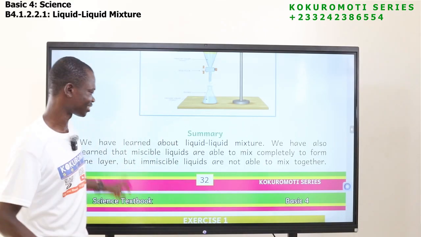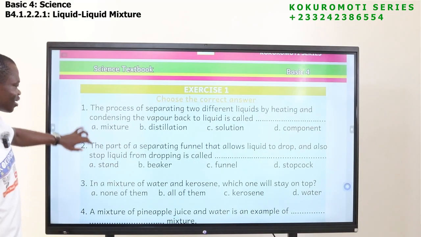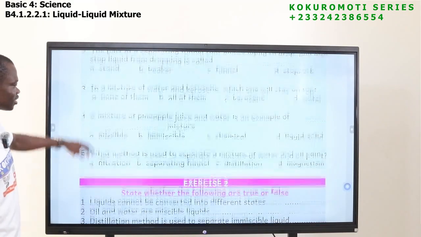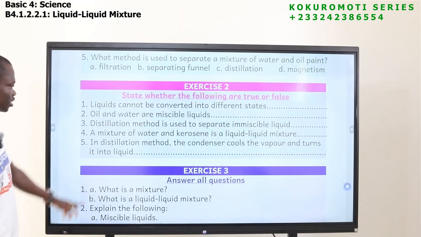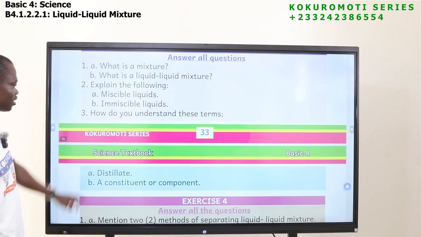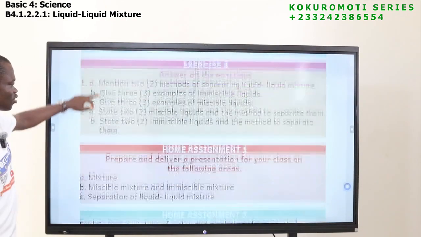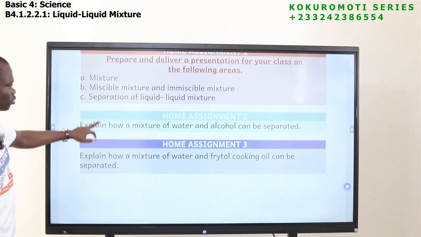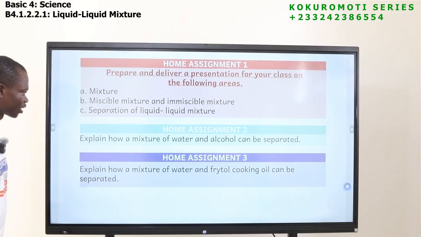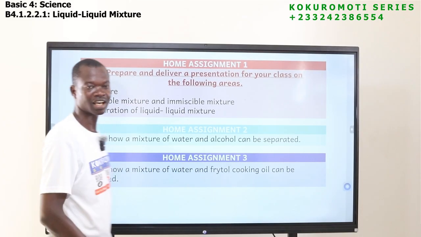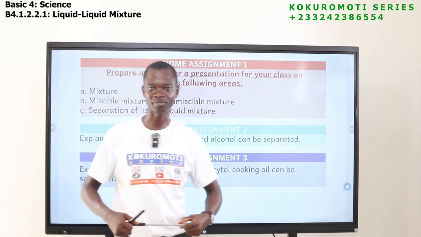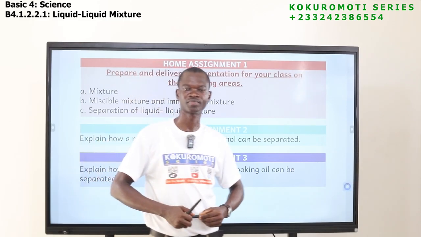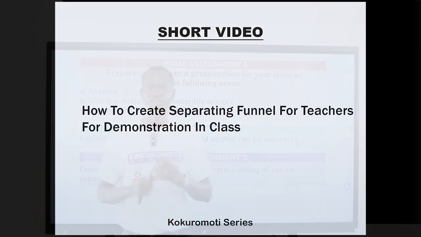So now let's look at the exercises that we have. We have exercise 1 here, 5 questions. We have exercise 2, true or false. We have exercise 3, exercise 4, home assignment 1, home assignment 2, home assignment 3. Okay, so this is what you are doing as your exercises and your home assignments. Take your time and do them. Thanks so much for your time.